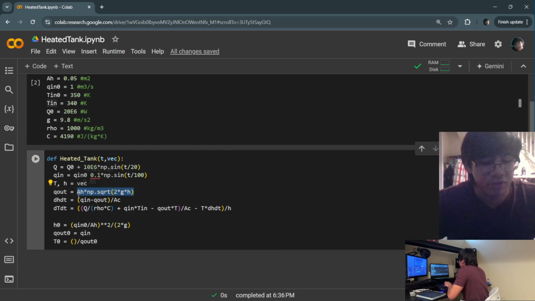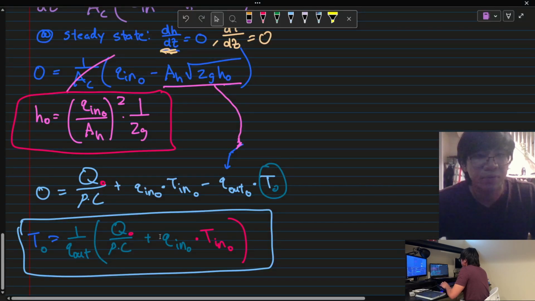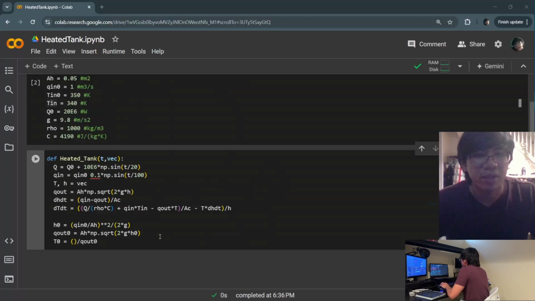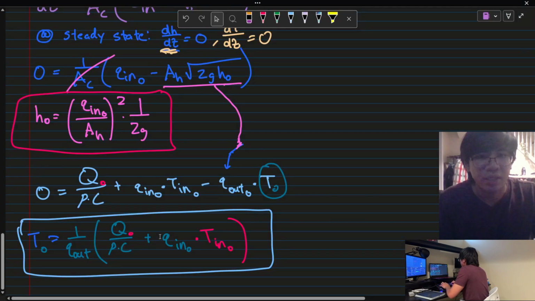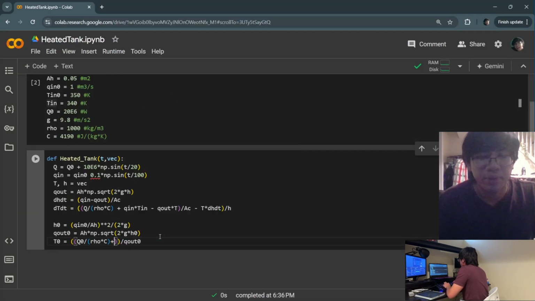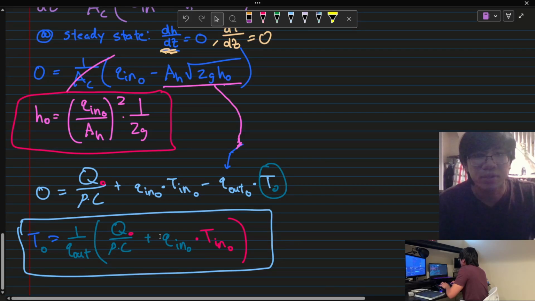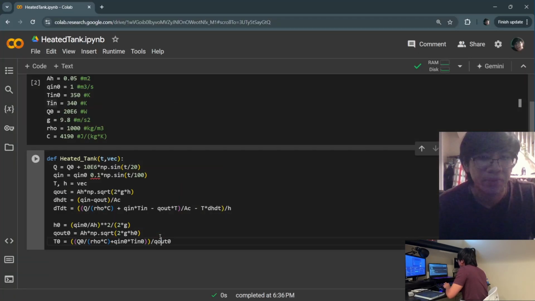Since the only term that is changing is that height, we want to make sure that height is from the height initial, which we describe in the line above. So back to the temperature initial, 1 over Q out, and then we had our system components. So that was Q initial, since that value is changing from the heating coil, and that was rho, is it heat capacity? Yes, plus our Q in initial times our T in initial. And did we? No, that's it. Awesome.